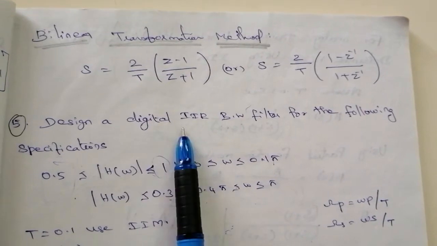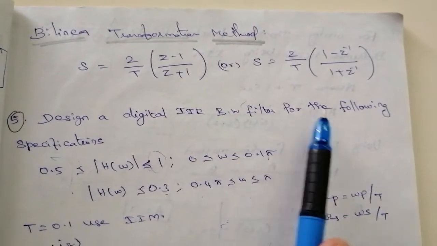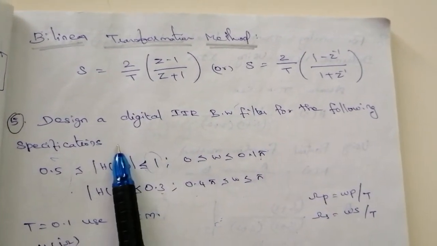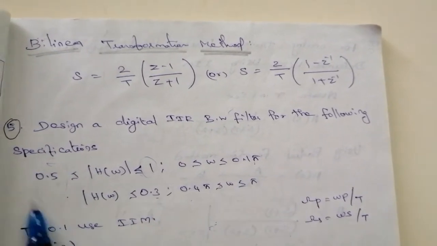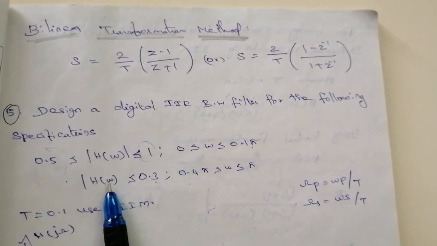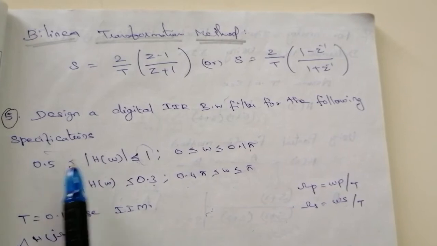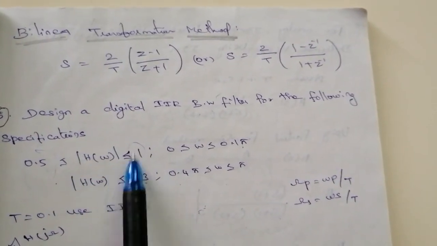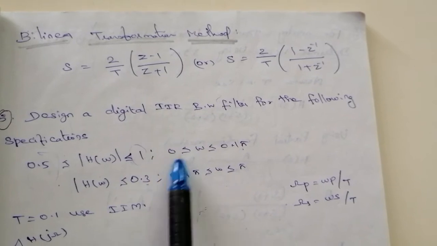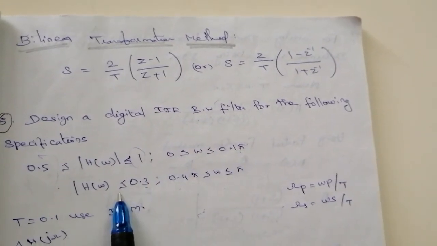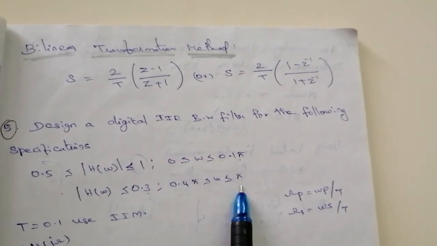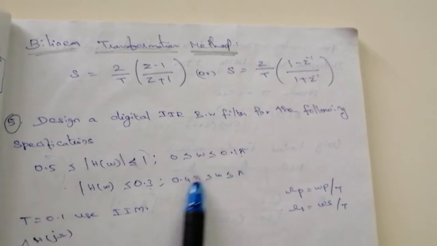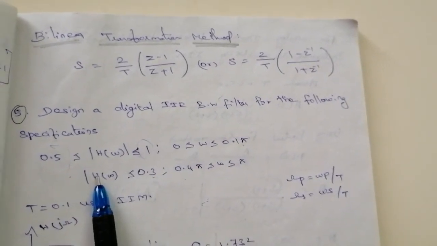Design a digital IIR Butterworth filter for the following specifications. So here the given specification is in terms of frequency response, 0.5 less than or equal to modulus of H of omega less than or equal to 1. The range is 0 to 0.2 pi. Likewise, second equation, the range is 0.4 pi to pi. So here the given value is frequency.